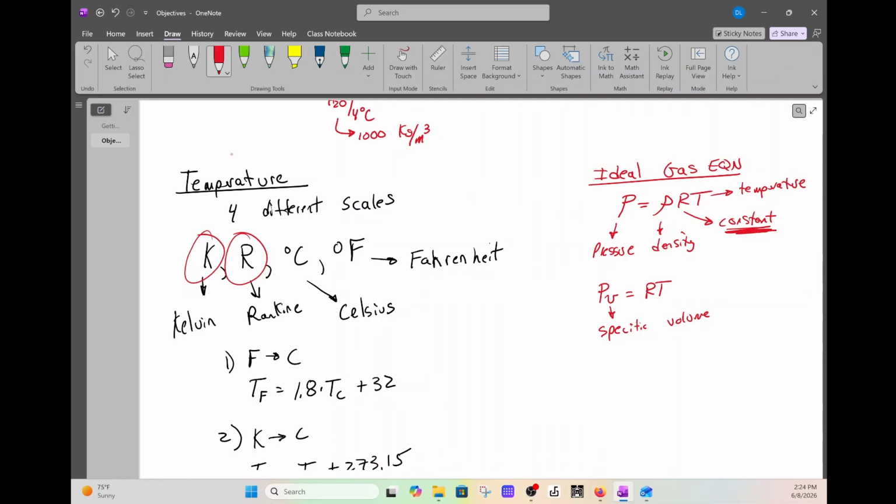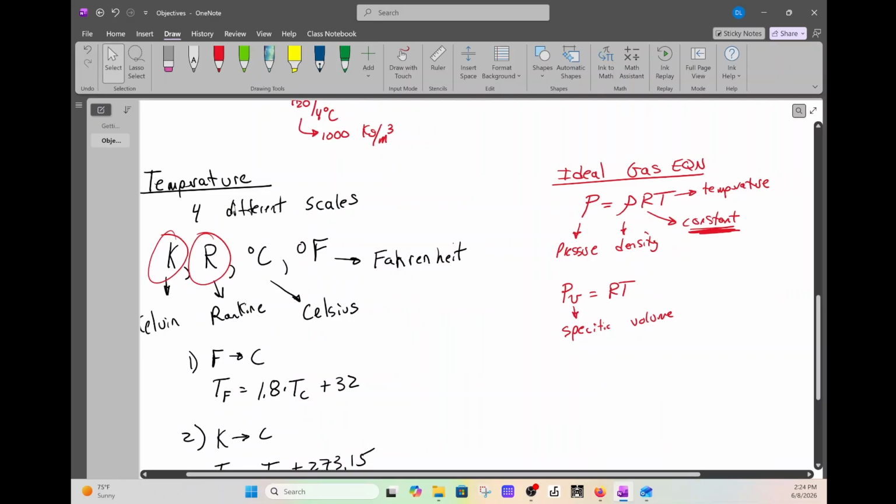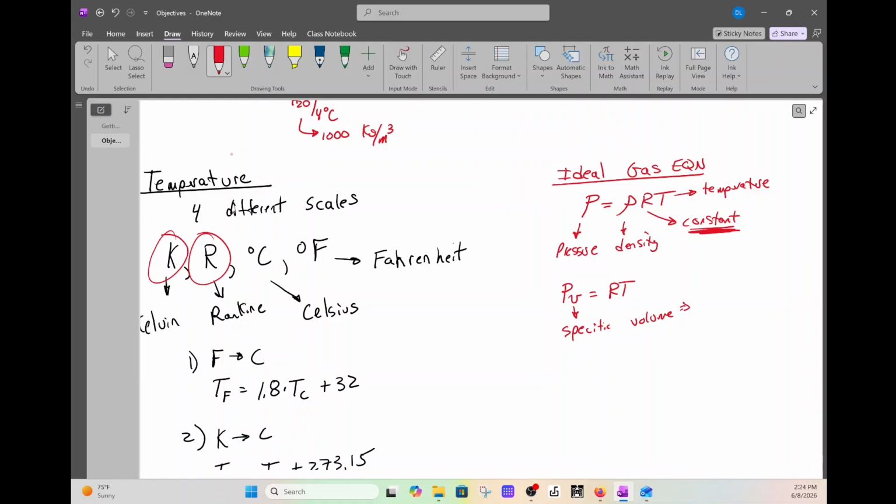And it's just the unit is, I'll show you, is your volume over your mass. So say your unit of volume is meter cubed, and this would be kilogram. Okay. So specific volume is meter cubed per kilogram. It's your volume per unit mass.